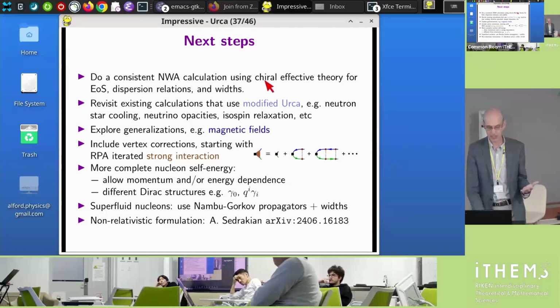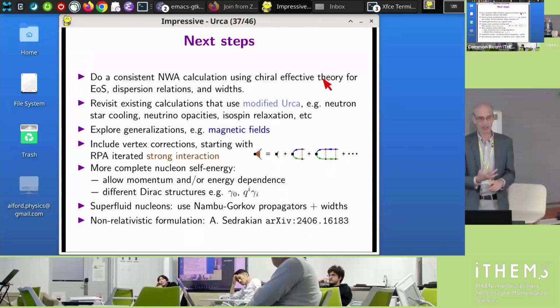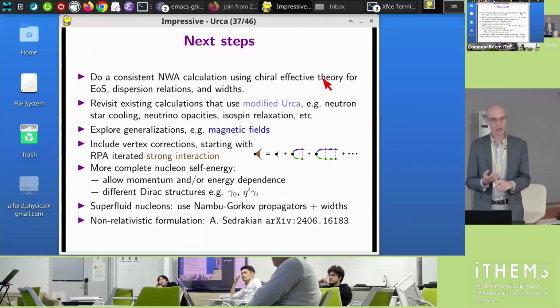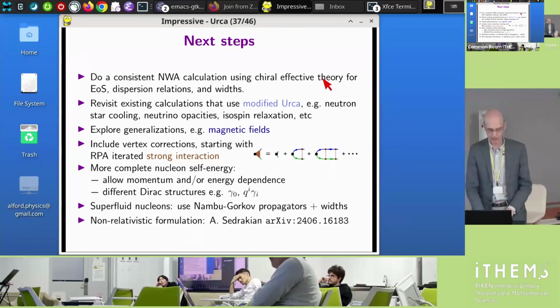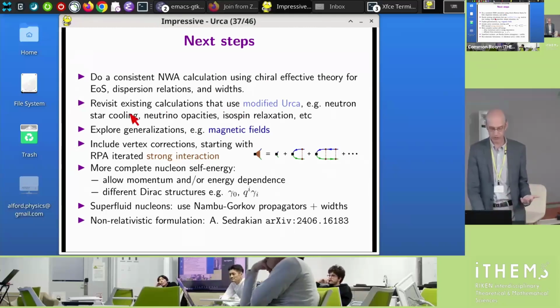And chiral effective theory is a good example, because in chiral effective theory, you can calculate the width and you can also calculate the equation of state. So you can do the whole thing in a consistent single framework. You could revisit existing calculations that use modified Urca, such as cooling of neutron stars, neutrino opacities, and redo them with this technology, with this nucleon width approximation.